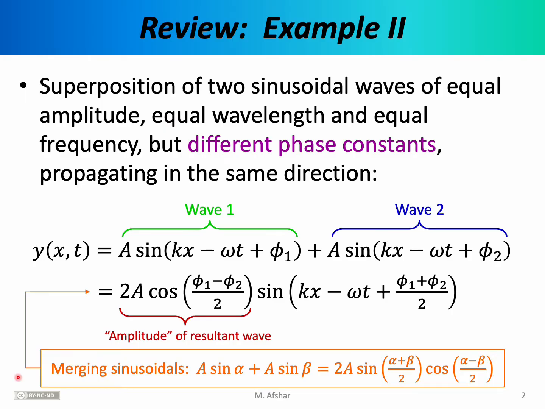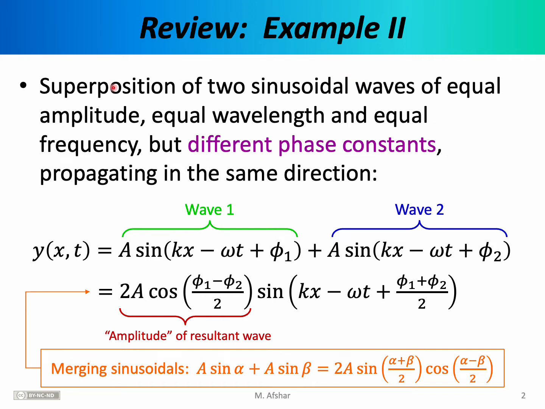Recall that in our previous lecture, we discussed 4 specific examples of superposition. We discussed 4 examples in which 2 simple or sinusoidal waves were combined to give us a new resultant wave with some new and interesting properties. We now want to go back to example 2 and discuss that example in much more detail.